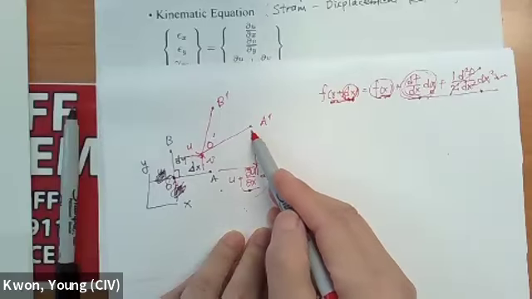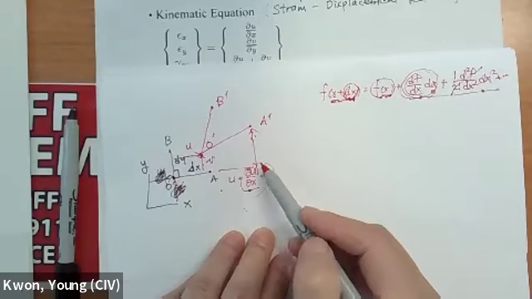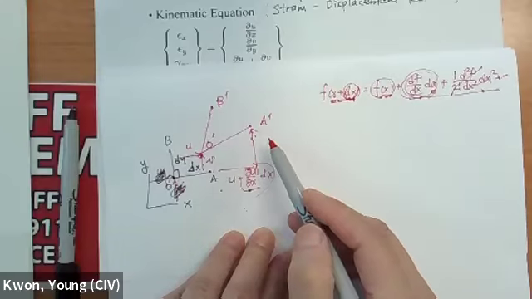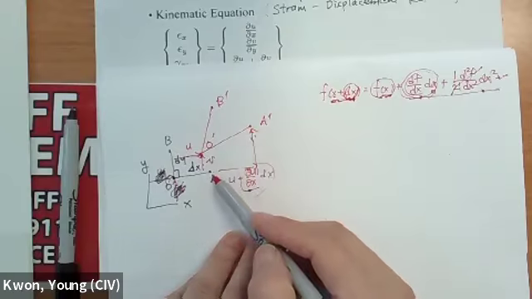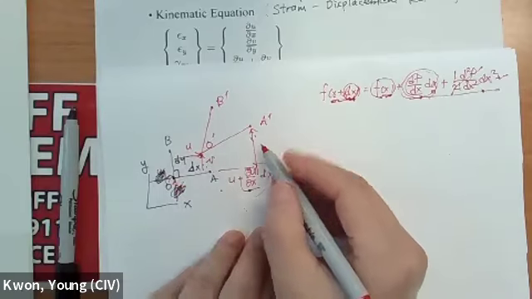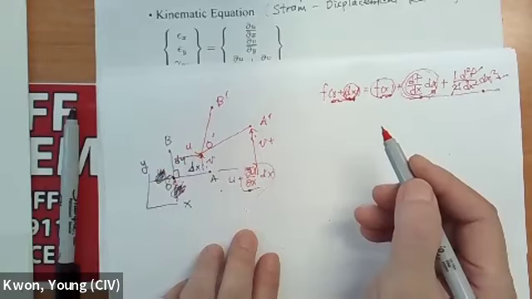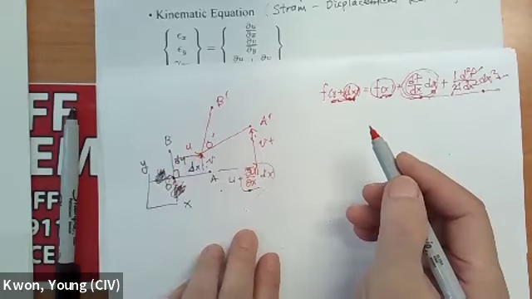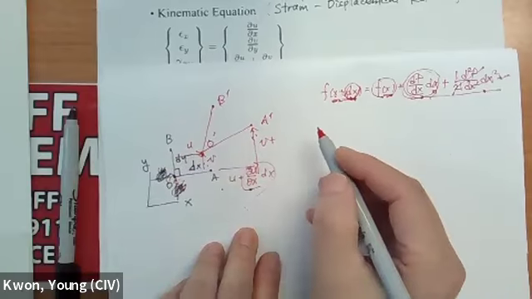Then what about this motion? This displacement, the vertical one, is not going to be equal to v because A is not equal to O. So if this is v, then this is going to be v plus what?